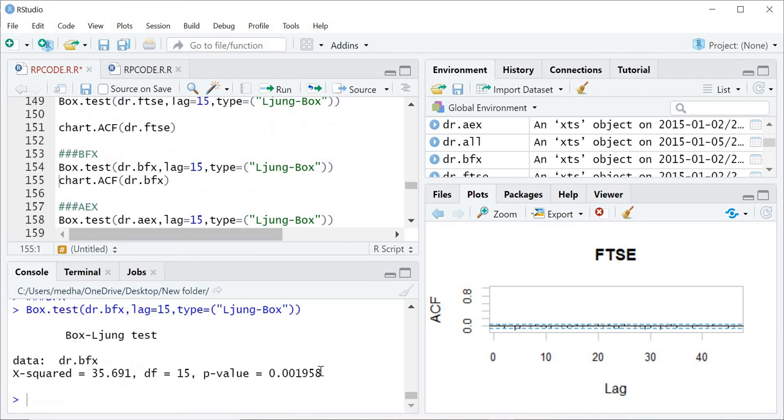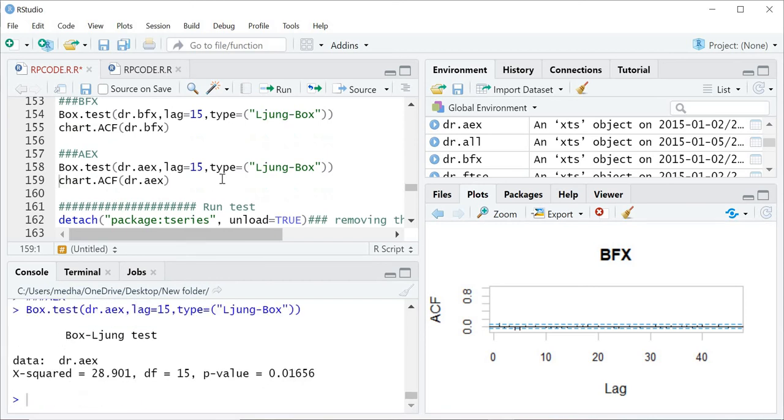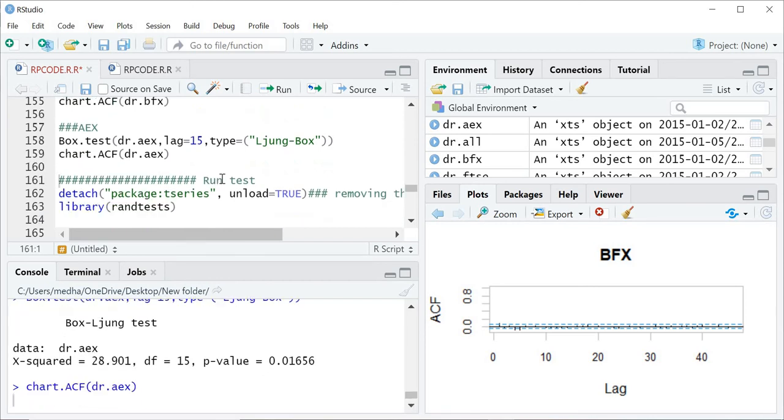For BFX, again, I see that the p-value is smaller than the level of significance, and I could reject the null hypothesis of no serial correlation. For AEX, again, it is following a random walk, as the p-value is greater than the level of significance.